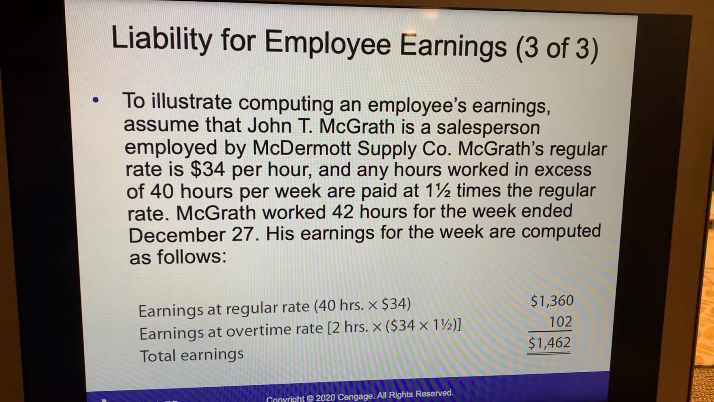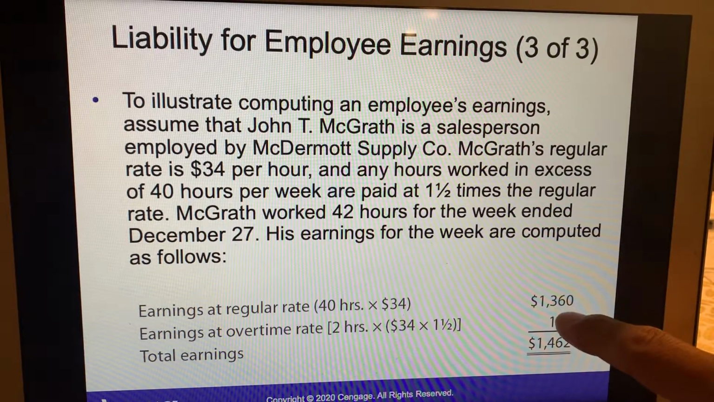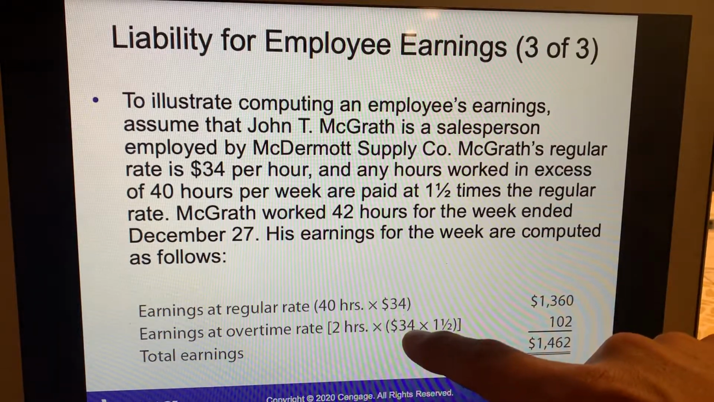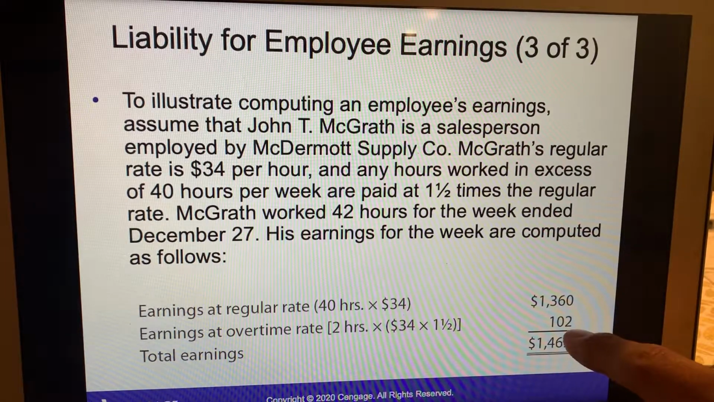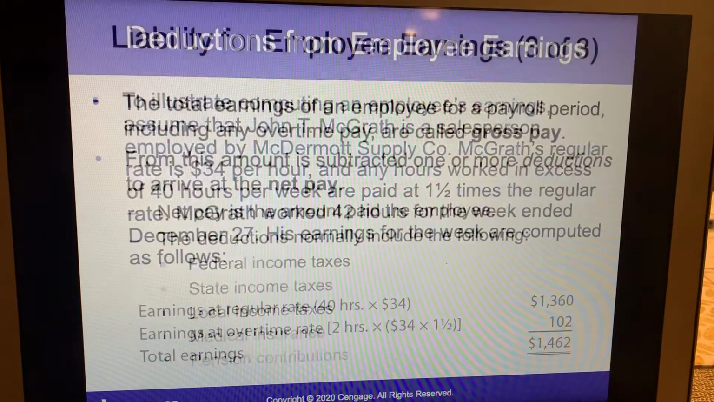So here's an example. To illustrate, compute an employee's earnings. Assume that John McGrath is a salesperson employed by McDermott Supply Company at $34 per hour, and any hours worked in excess of 40 hours per week are paid at 1.5 times the regular rate. So earnings at regular rate, 40 hours times 34 is $1,360, and then 2 hours above it, so 34 times 1.5 is $102. So total earnings will be $1,462.